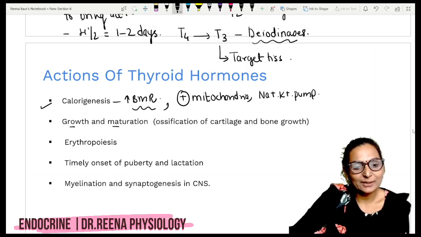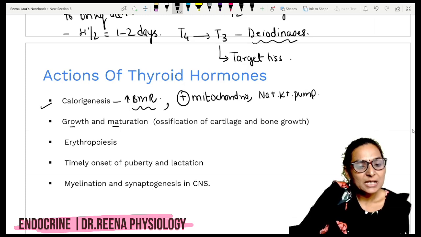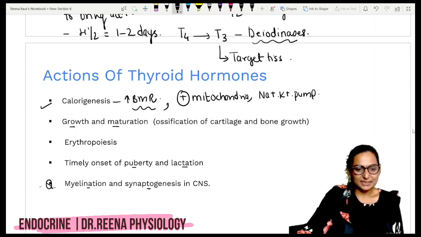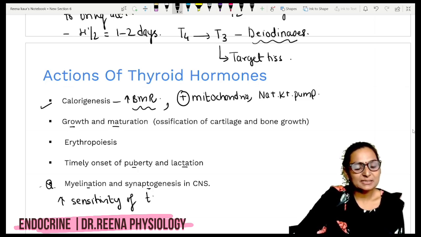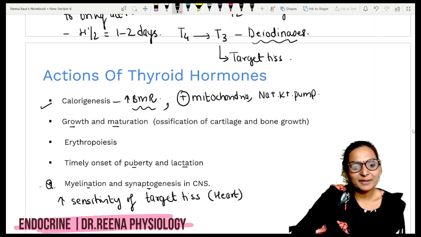Growth and maturation, like ossification of the cartilage and bone, erythropoiesis, timely onset of puberty, lactation. It is very, very important in myelination and synaptogenesis in the CNS. It also increases the sensitivity of target tissues, especially the heart, to the effect of catecholamines.